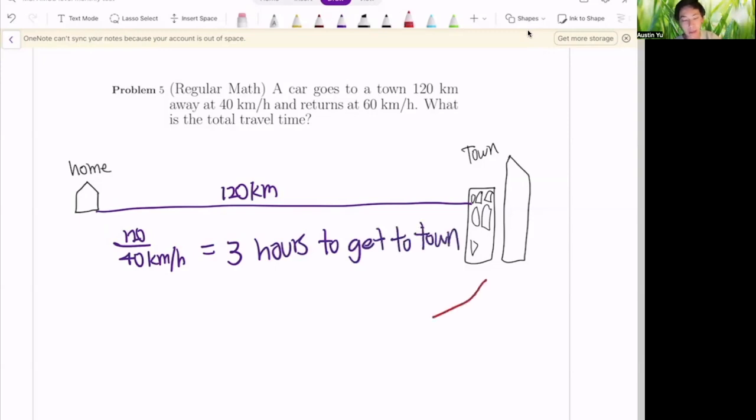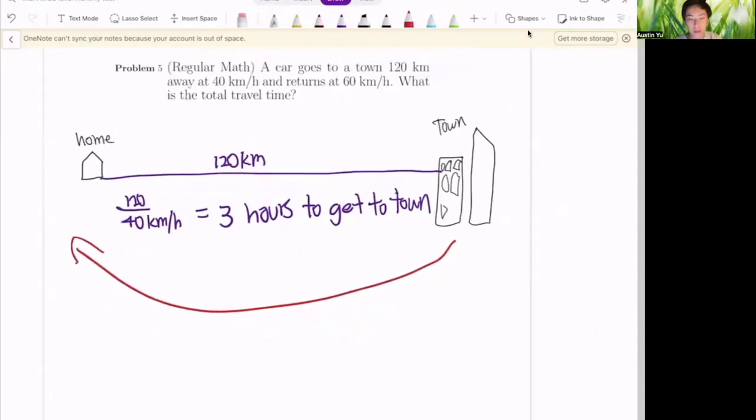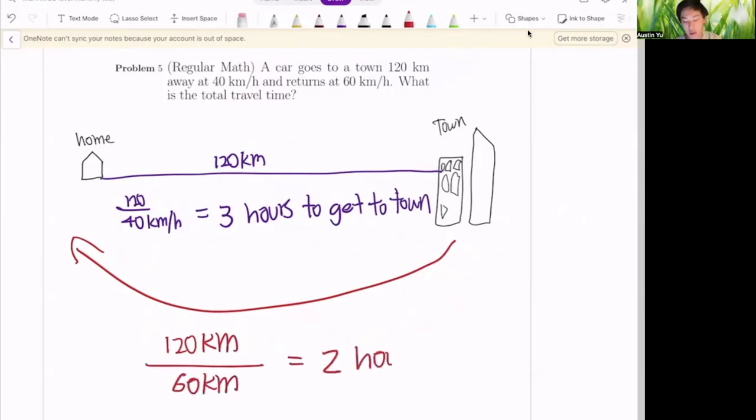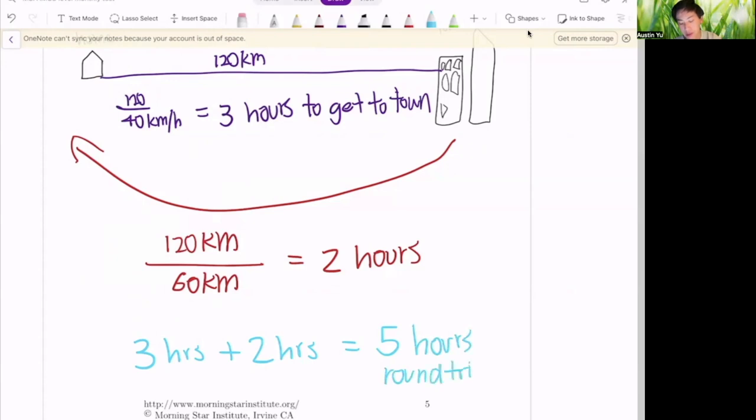And then on the way back this time, the car goes faster at 60 kilometers an hour, which means that the same distance, 120 kilometers, divided by 60 kilometers an hour, would take only 2 hours, right? Since 120 divided by 60 is 2 hours, the total travel time, 3 hours plus 2 hours, is equivalent to 5 hours round trip. And that's how long the car took to get to town.